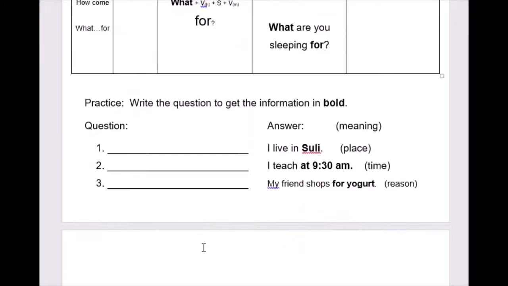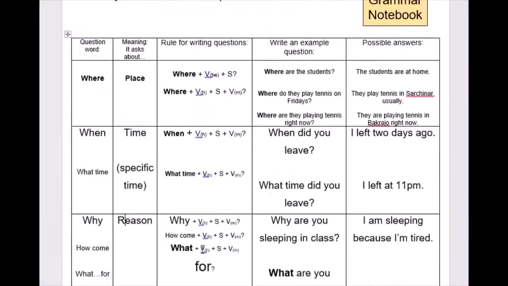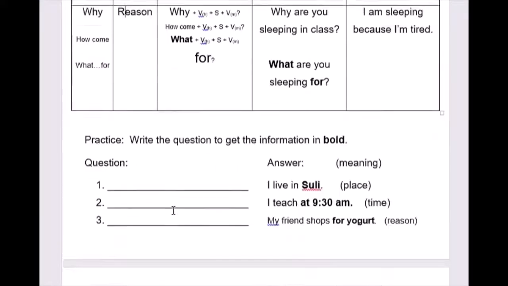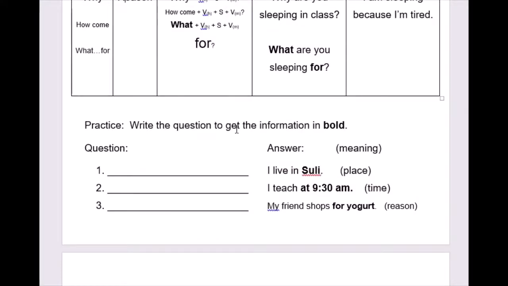So let's try this. Go ahead and pause your video, get your grammar notebook and put these examples in your grammar notebook. All right, one more practice and then you'll be ready for AZAR, okay? So practice, write the question to get the information in bold. So I'm giving you the answer and the meaning is about a place, time, or reason. Okay, so we know it's gonna be where, when, and why.